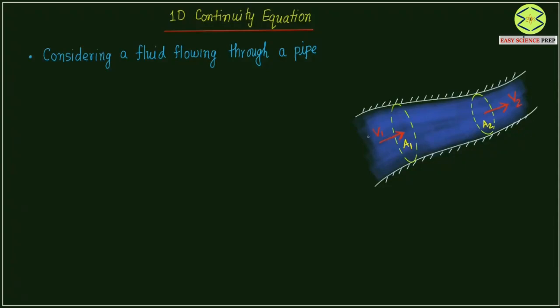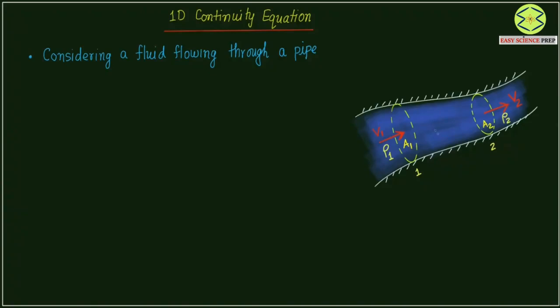The fluid has velocity v1 at the entrance and velocity v2 at the exit. Now, say the fluid has density ρ1 at this section. So the fluid is entering with density ρ1 at this section, while the fluid is leaving with mass density ρ2 from this section. This is section 1, this is section 2. So the fluid is entering with velocity v1 and mass density ρ1 at section A1, while the fluid is leaving with velocity v2 and density ρ2 from section A2 of the pipe.